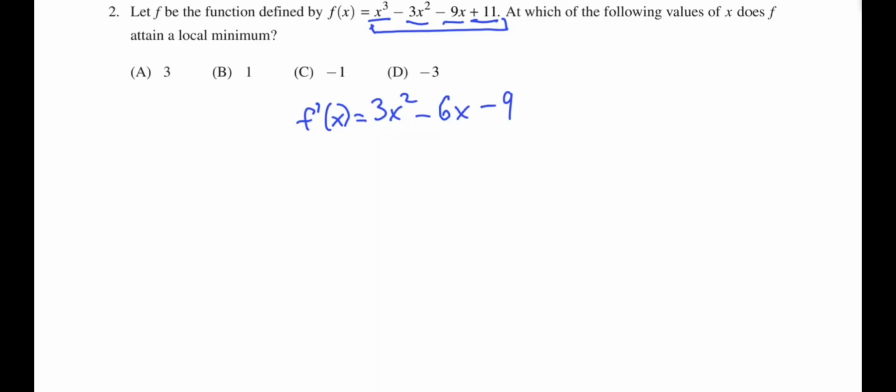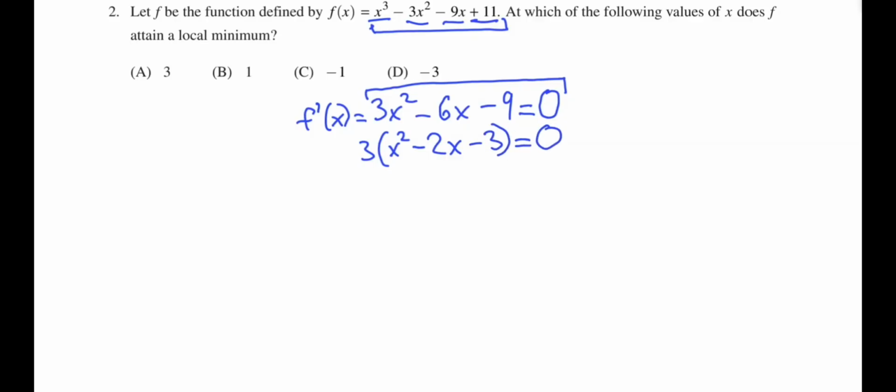So if you set the derivative function equal to 0 to solve for the critical values, then let's solve this equation: 3x squared minus 6x minus 9 is equal to 0. Let's factor out the 3 from every term. 3 times x squared gives us 3x squared. 3 times negative 2x gives us a negative 6x. And 3 times negative 3 gives us that negative 9.